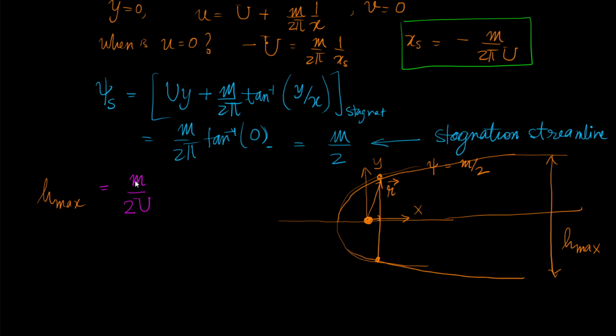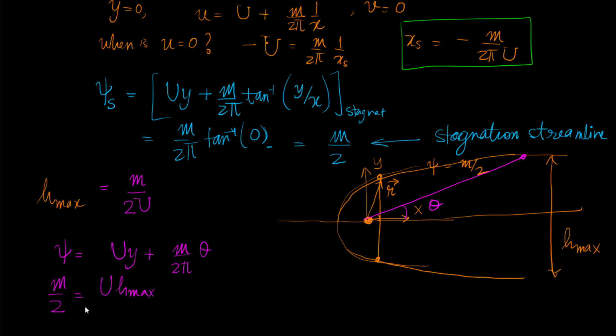Okay, so basically how to find this out? So psi is basically uy plus m upon 2 pi times y by x, which is essentially theta. If this angle is theta, tan inverse y by x will simply become theta. As theta tends to 0, this particular term will vanish and the value of the stagnation streamline is equal to m upon 2. So this will be u h max. This is how you obtain the expression for h max. So h max is equal to m upon 2u.